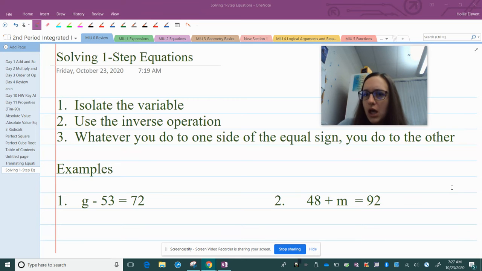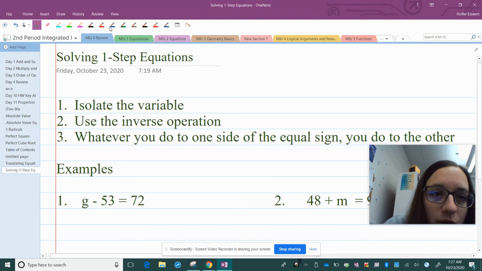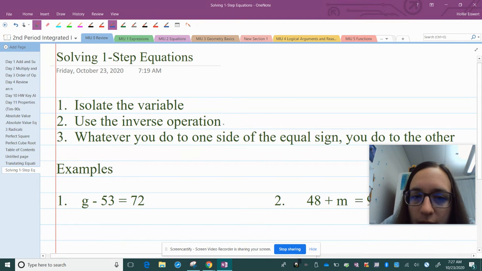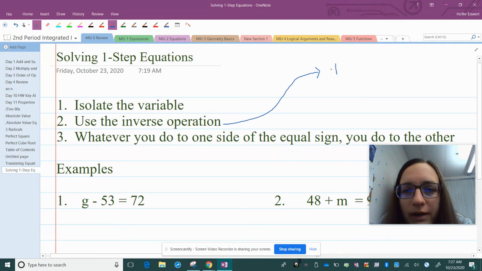How do we do this? We use the inverse operation. Now, if you don't remember what inverse operations are, let's look at that just real quick here. We've been looking at these a lot with our radicals unit. So if we have addition, what is the inverse operation of addition? Subtraction. If we have multiplication, what is the inverse operation of multiplication? Division.